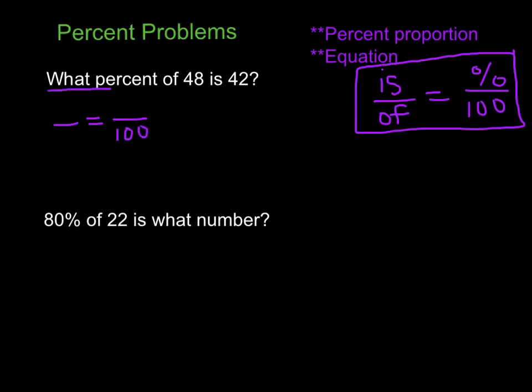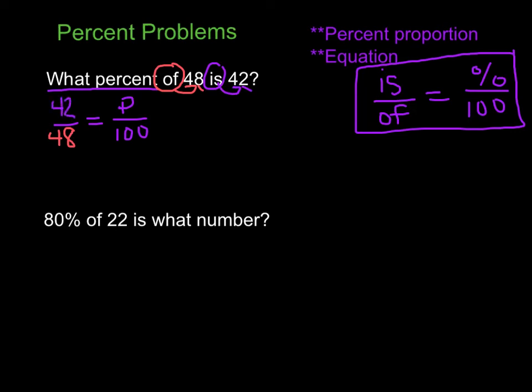And if I look, that's what I'm trying to find, the percent. I don't know that. And in math, when we don't know something, we call it a variable. I'm going to call it P as a reminder that this is a percent. Then I look and see that what comes after the word of is the number 48. So I know that that's my total. So that needs to go on the bottom. And my part comes after the word is, and that's 42. So that has to go on the top.